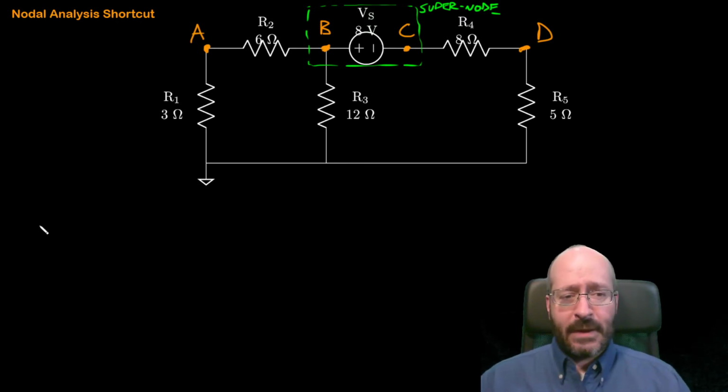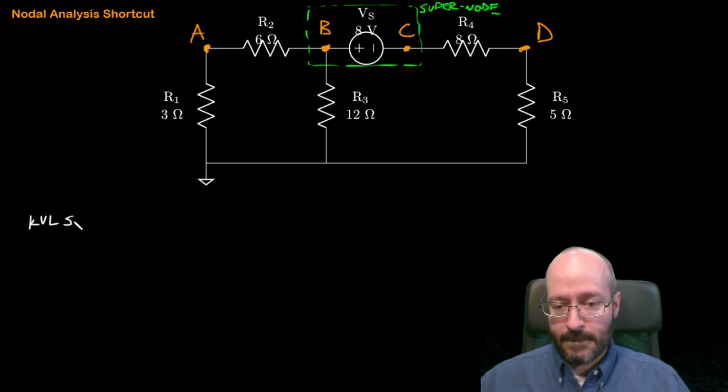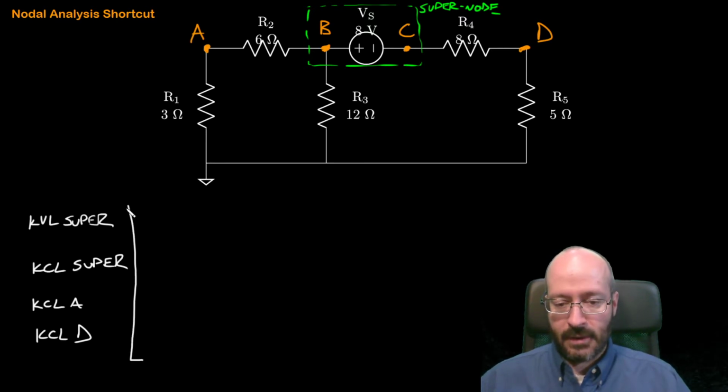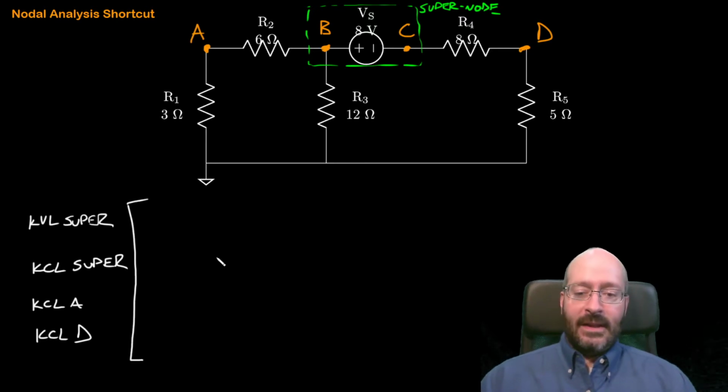So it's going to be 4x4. We're going to write a KVL for the supernode. We're going to write a KCL for the supernode. Maybe I won't draw the matrix right-hand side yet until I fill everything out. And I write a KCL for A and a KCL for D. Okay. Let's get at it.